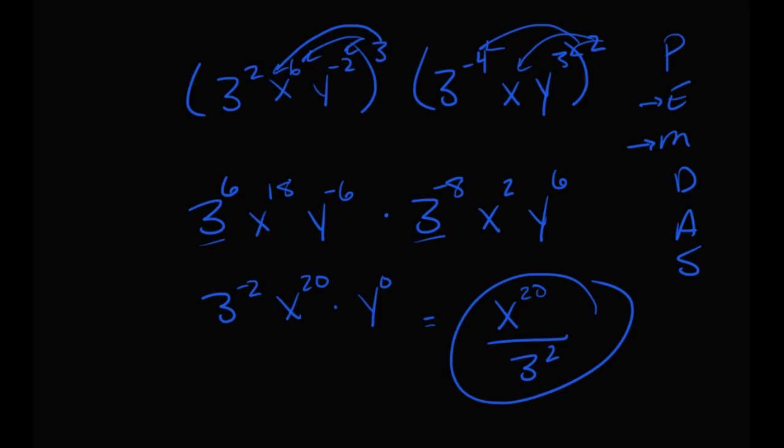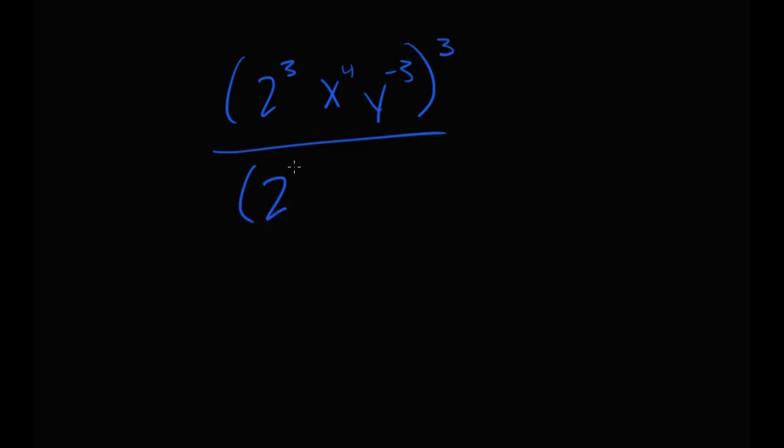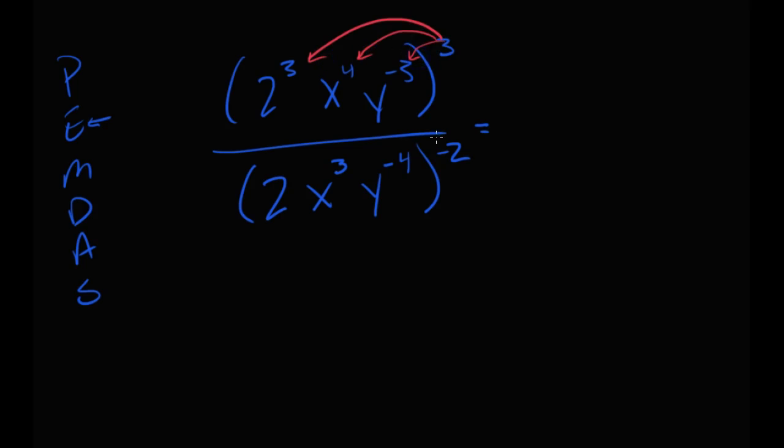Let me give one more example. Let's try this: (2^3 x^4 y^-3) raised to the third power, divided by (2x^3 y^-4) to the negative 2 power. So, again, if we think about PEMDAS, we're going to go with exponents first. So we're going to multiply every power inside by this power on the outside.